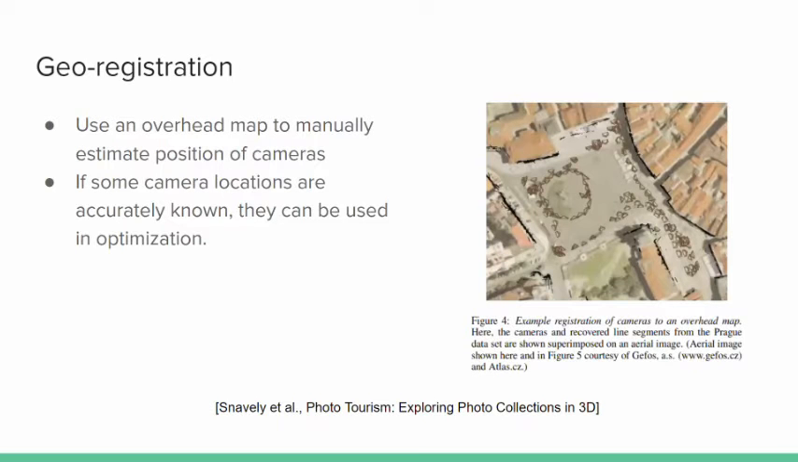So the last step of scene reconstruction, which is called georegistration, is not as complicated as it sounds. We take a top view of the 3D model and superimpose it over an overhead map. So as you can see in the image on the right. So we manually move the model around to best fit the map. In case we know the location of some camera points accurately, we can add a term to the objective function during SFM optimization. So that's it from my side.